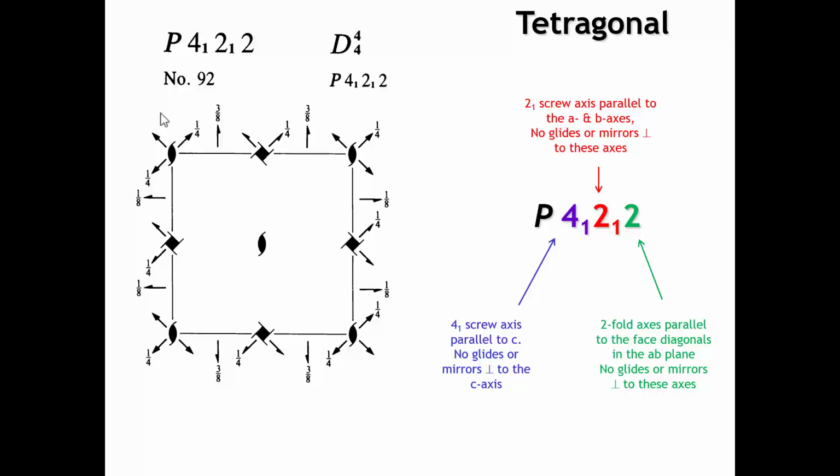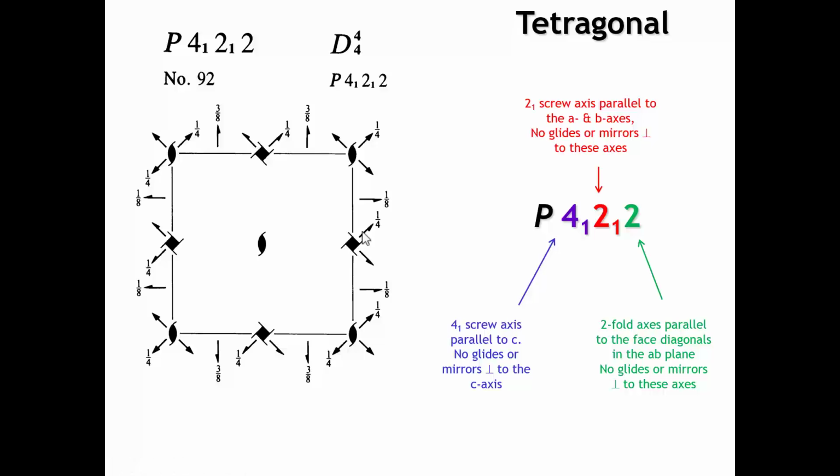What about the tetragonal case? Okay, let's look at an example of tetragonal. All tetragonal space groups are going to have some kind of fourfold axis that's going to be parallel to C. And the projection we see in the international tables is always the projection into the AB plane. So we're always going to look at these and see, okay, there's a fourfold somewhere.